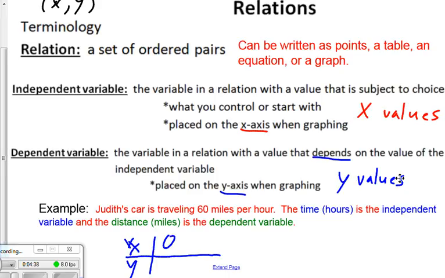After 0 hours, we've gone 0 miles. After 1 hour, we've gone 60 miles. After 2 hours, we've gone 120, and so on. So again, that's a relation. My x, the time, being the independent variable, kind of moving on its own. The y, the distance that we've traveled, would be our dependent variable, because this one depends on how many hours have gone by.